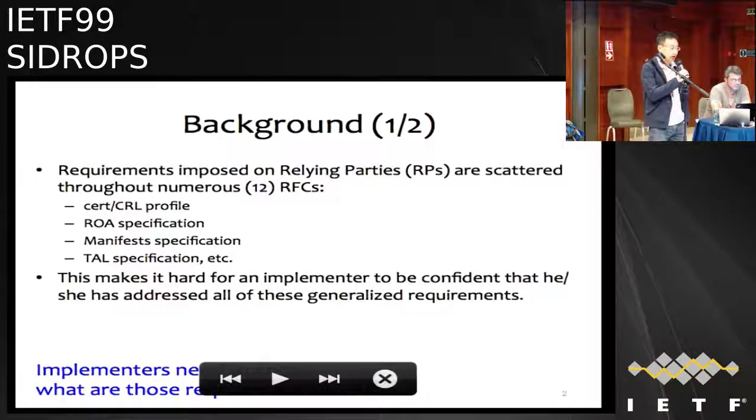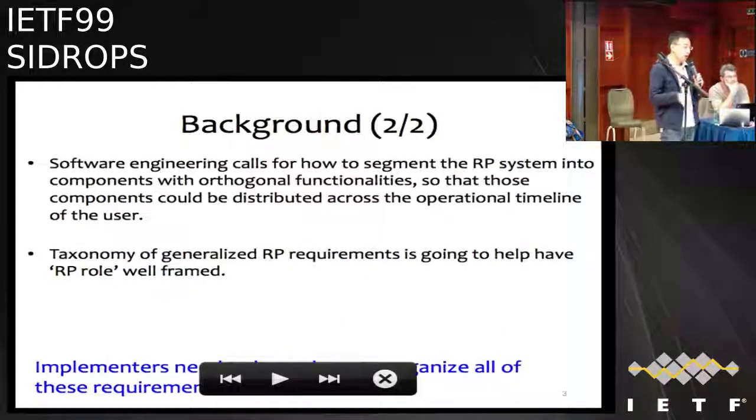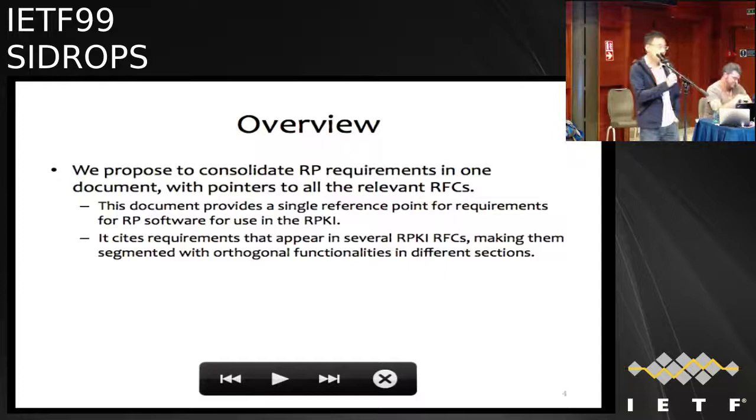Moving along to the background, the fact is requirements on RPs are scattered throughout many RFCs. So this makes it harder for an implementer to be confident that he or she has addressed all of these generalized requirements. Next slide. The fact is that software engineering calls for segmenting the RP system into components, and being aware of all the requirements. As such, these components could be distributed across the operational timeline of use. And we also believe a taxonomy of generalized RP requirements is going to help. Next slide. Okay, here comes the overview.